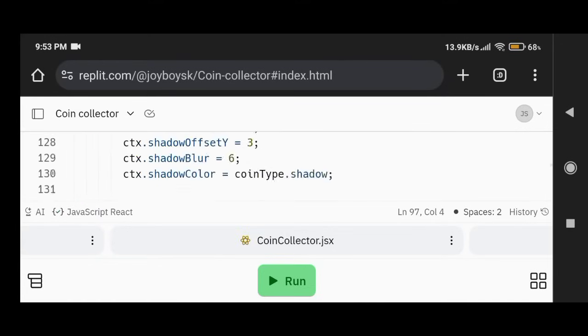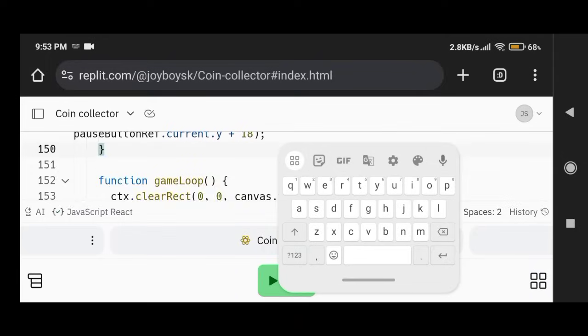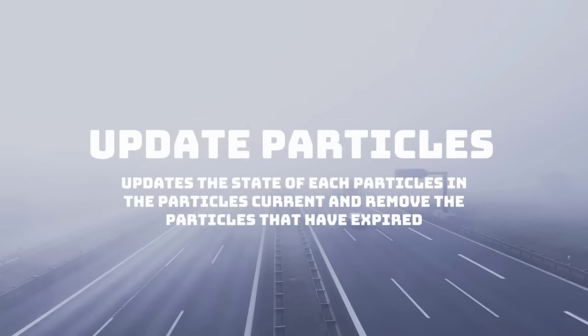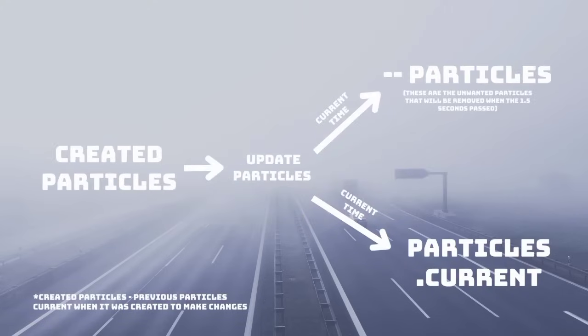Okay guys, now let's move on to the next one, the updateParticles function. The job of this is that it updates the state of each particle in the particles current, and removes the particles that have expired. For that, it makes sure that it captures the current timestamp, using the current time constant.